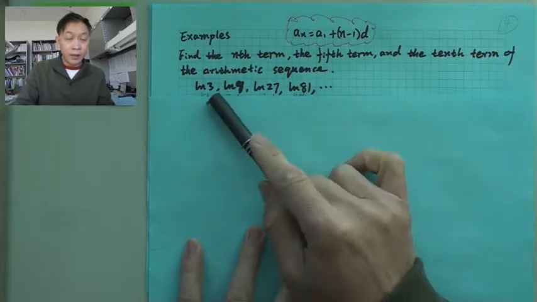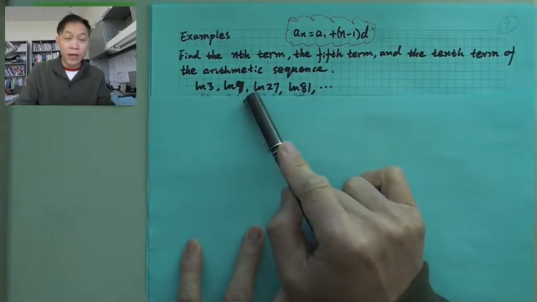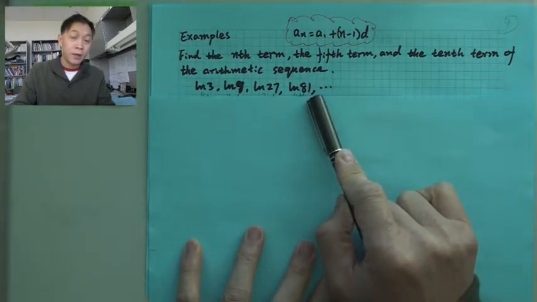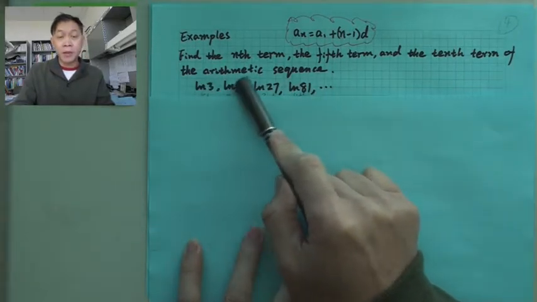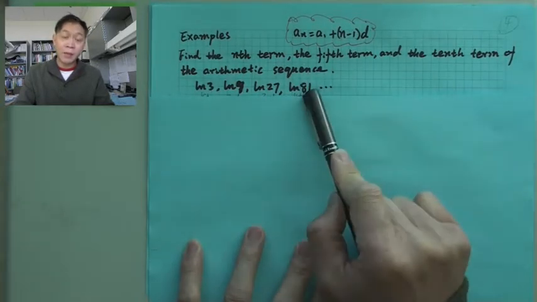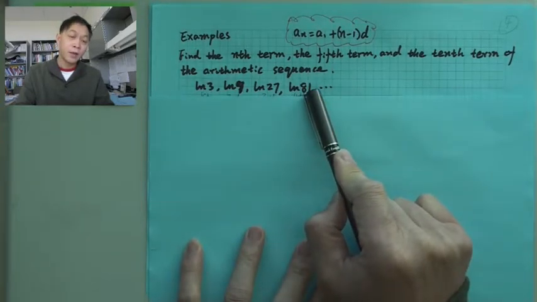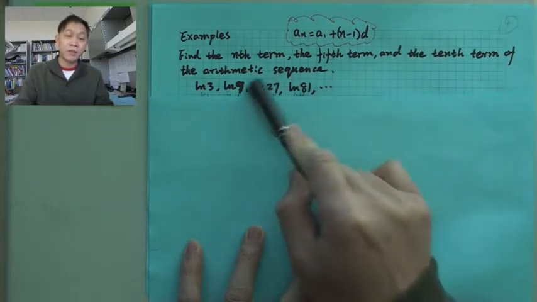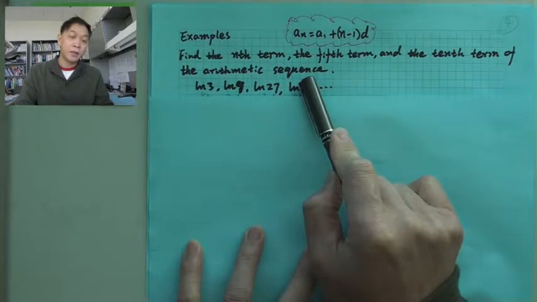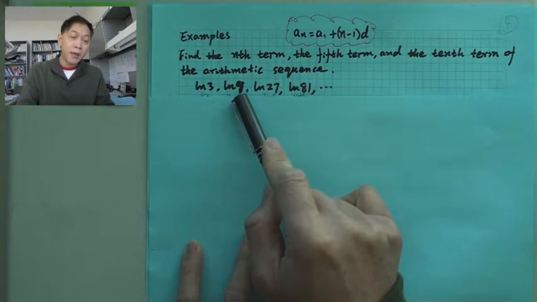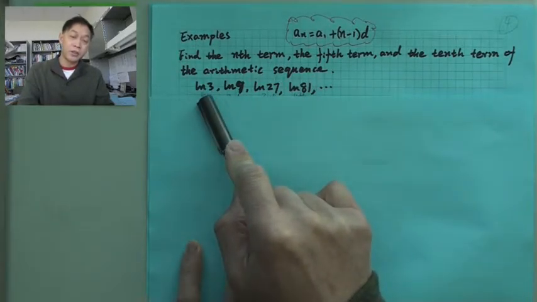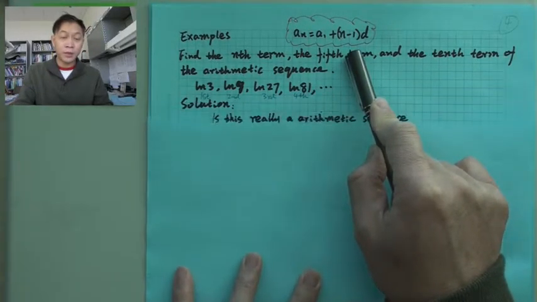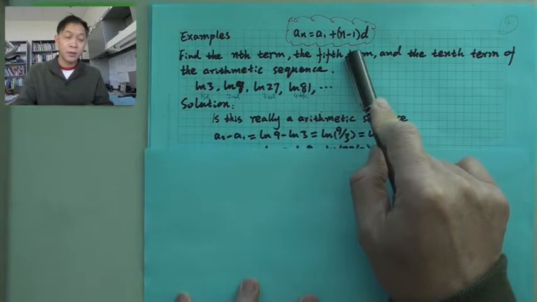We are given natural log 3, natural log 9, natural log 27, natural log 81. And we were told this is an arithmetic sequence. Is this an arithmetic sequence? It actually is. How is an arithmetic sequence defined? Each term minus the previous term is a constant. Is this a constant? It is.